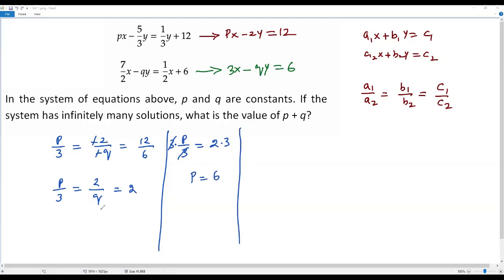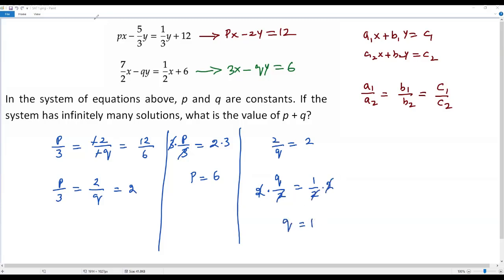Now let me equate the second and the third quantities. That is 2 over q equals 2. Now let me take the reciprocal on both sides. When I take the reciprocal of this 2 over q, I am getting q over 2, and when I take the reciprocal of this 2, I am getting 1 over 2. Now let me multiply both sides of the equation by 2. When I do so, this 2 will cancel out. I am getting q equals 1.